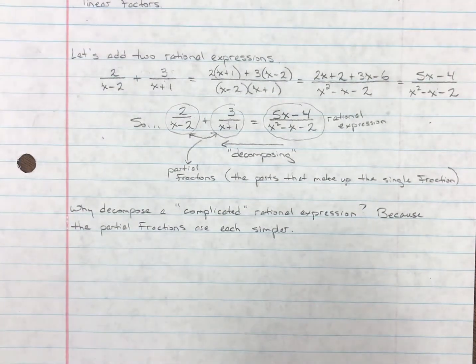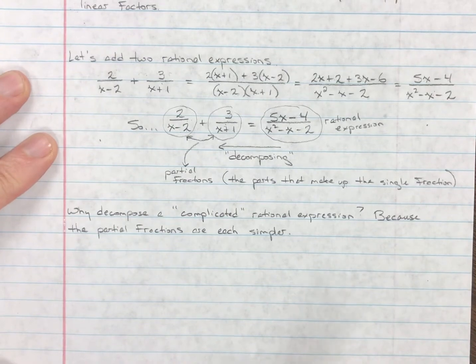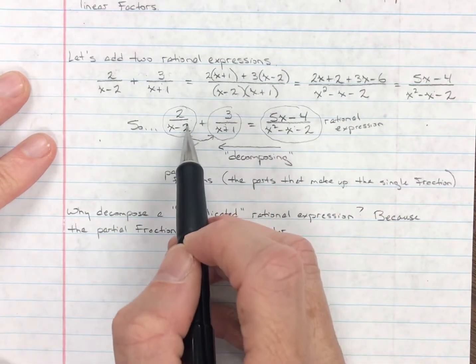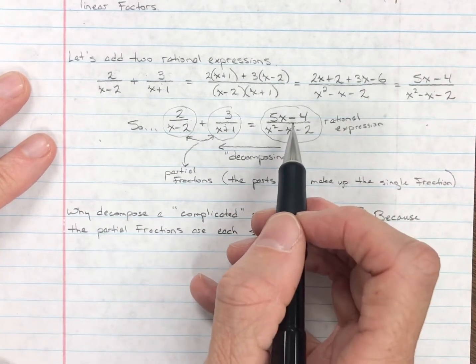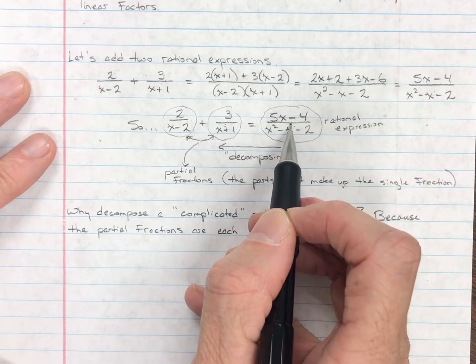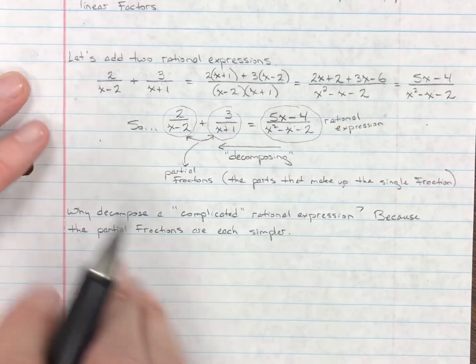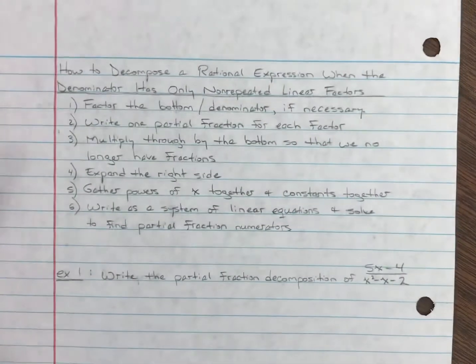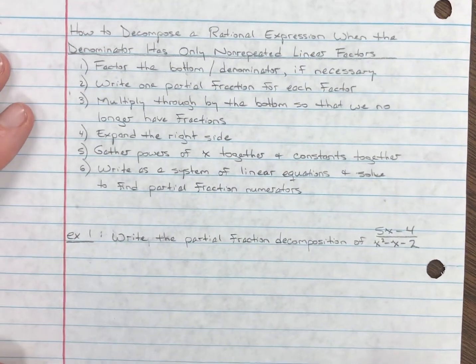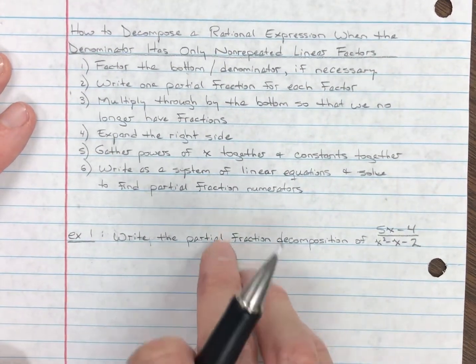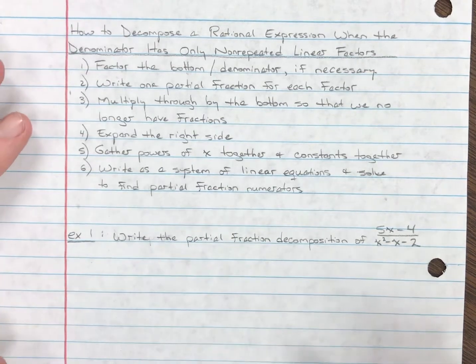Okay, so what is the process? How do we go from here to here? How do we decompose this into its partial fractions? I'm going to turn the paper over because I'm going to put the instructions together with an example. So I recommend you do the same.